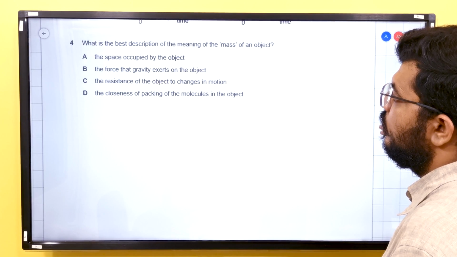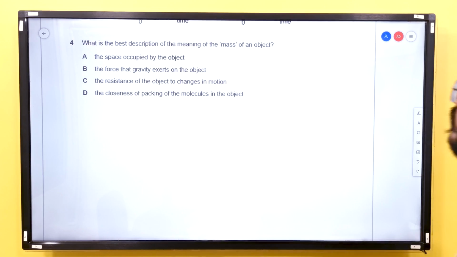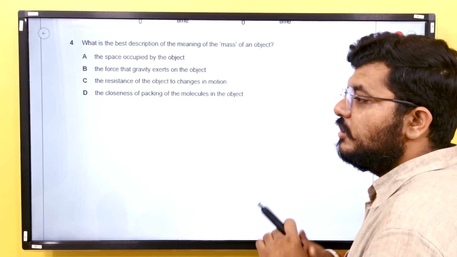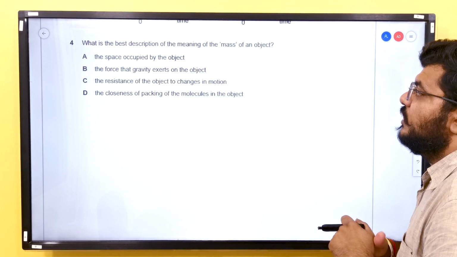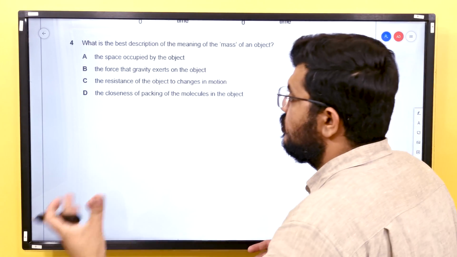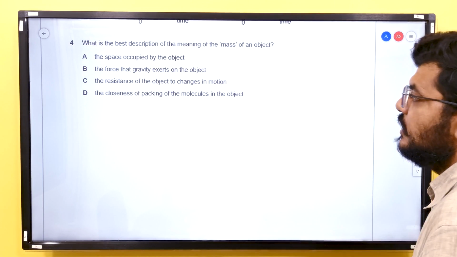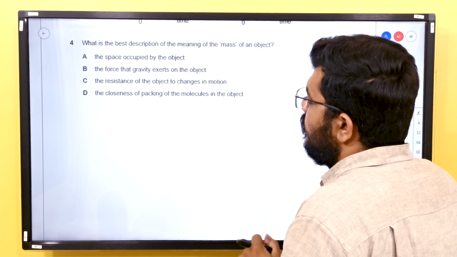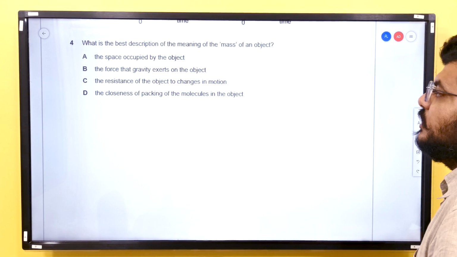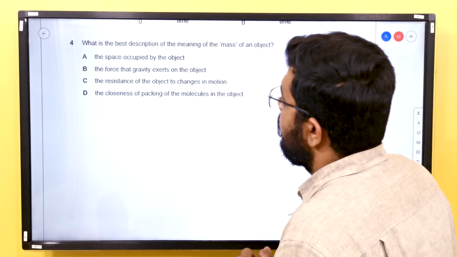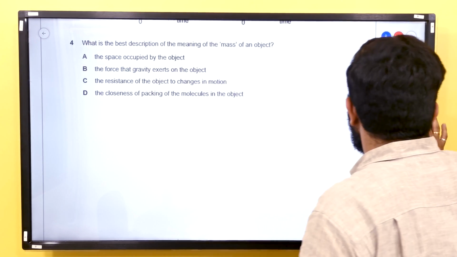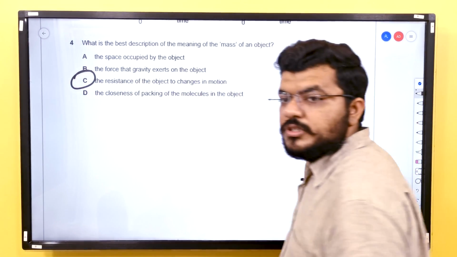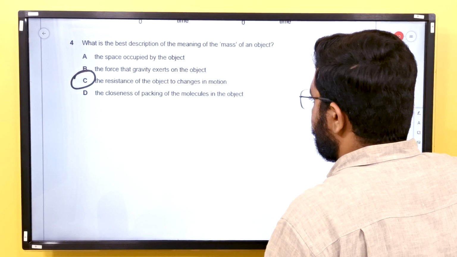Question number 4. What is the best description of the meaning of mass of an object? Now if you remember, in the first law of motion we have understood that inertia is directly proportional to mass. So we can define mass somewhere like that. Option A, space occupied by the object. No, it's volume. Force that gravity exerts on the object. No, that's weight. Resistance of the object to change its motion, whether it is in motion or at rest. So option C is your correct answer.